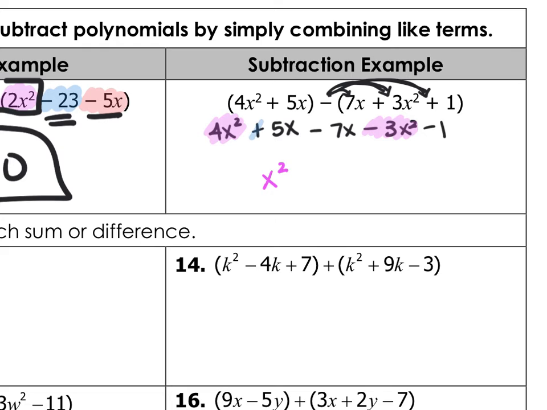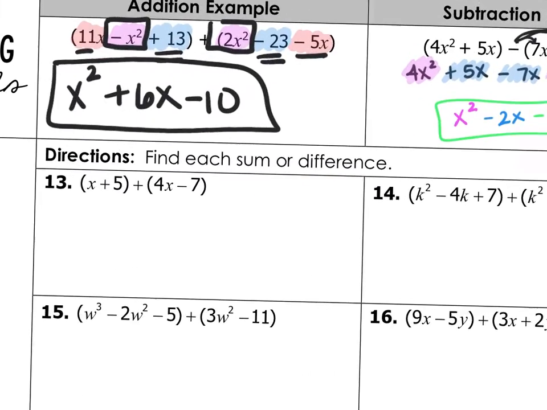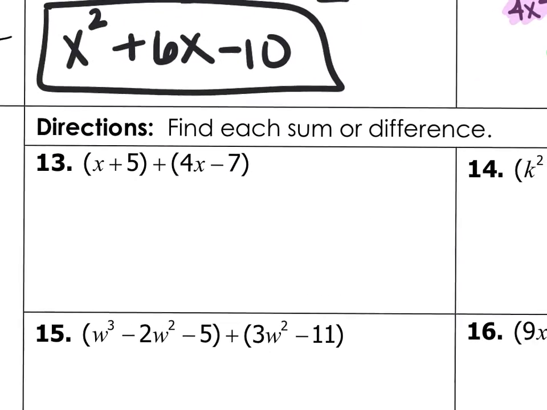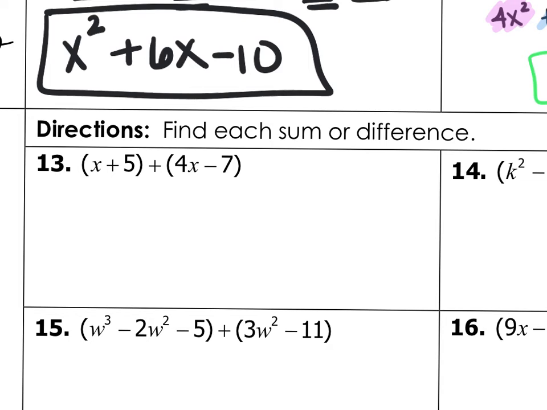Then I have a positive 5x minus 7x. So 5 minus 7 is a negative 2x. And then this minus 1 doesn't have anything to combine with. So that's just my answer, x squared minus 2x minus 1. All right, go ahead and try number 13 on your own. So you're doing x plus 5 plus 4x minus 7.